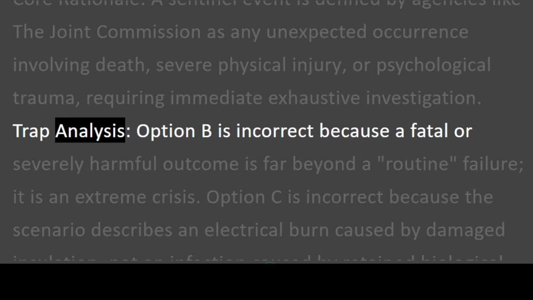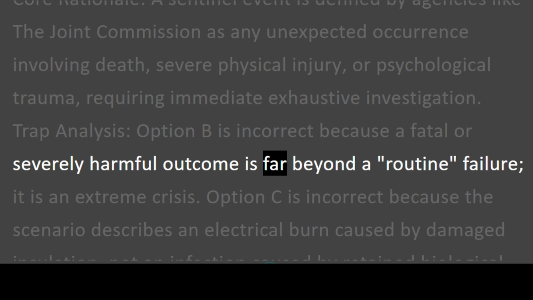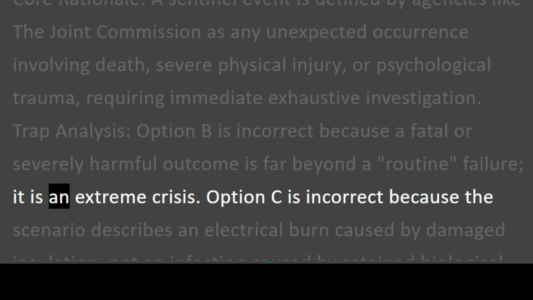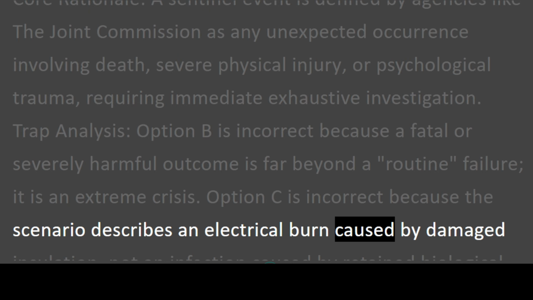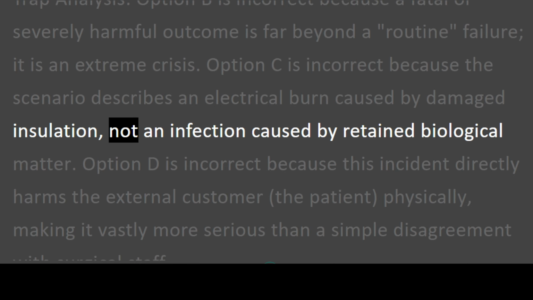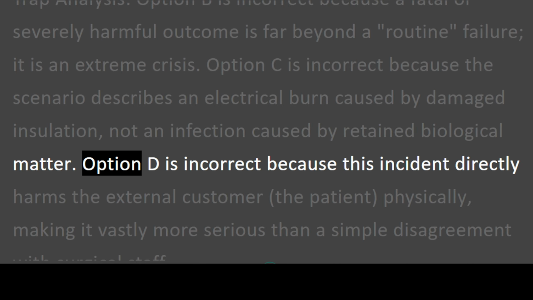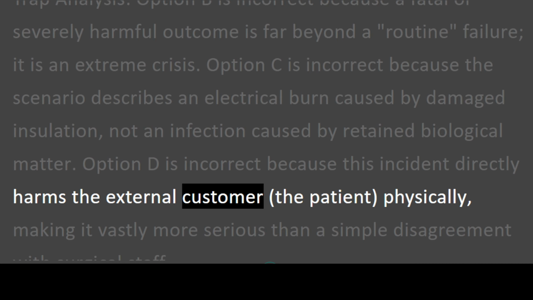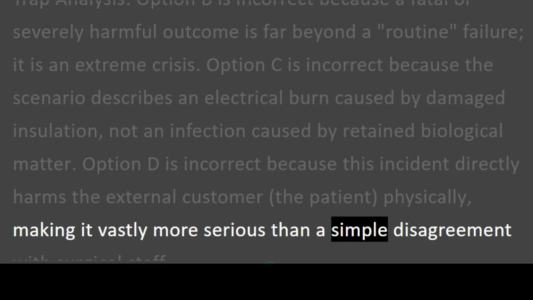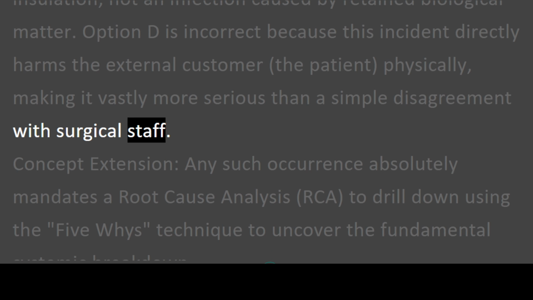Trap analysis. Option B is incorrect because a fatal or severely harmful outcome is far beyond a routine failure. It is an extreme crisis. Option C is incorrect because the scenario describes an electrical burn caused by damaged insulation, not an infection caused by retained biological matter. Option D is incorrect because this incident directly harms the external customer, the patient, physically, making it vastly more serious than a simple disagreement with surgical staff.